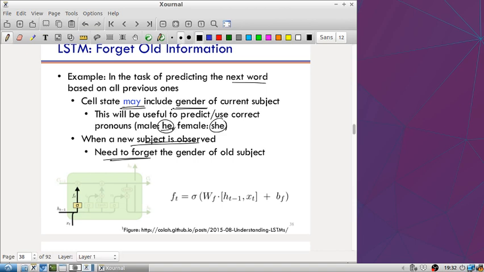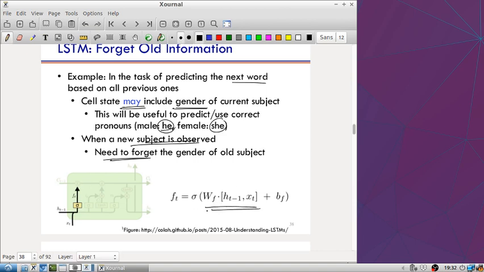So maybe you encountered something female, so you remember the gender. The next word should be female-specific words, and then some other subject enters the picture, so you have to forget something, right? So we have more degrees of freedom to ensure that this happens for test data.